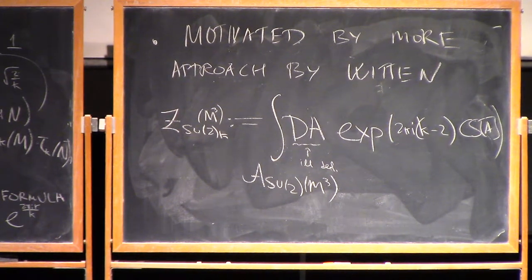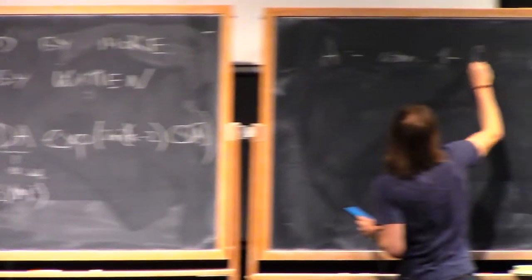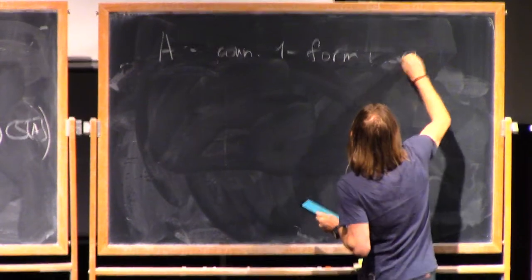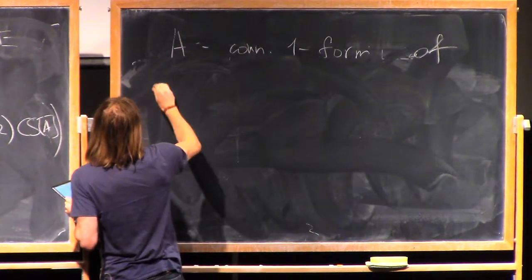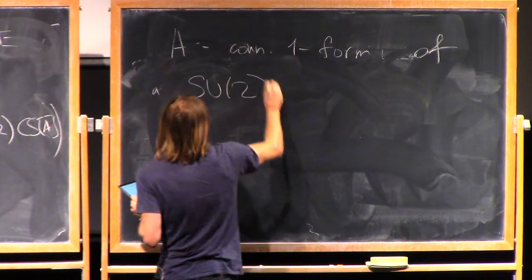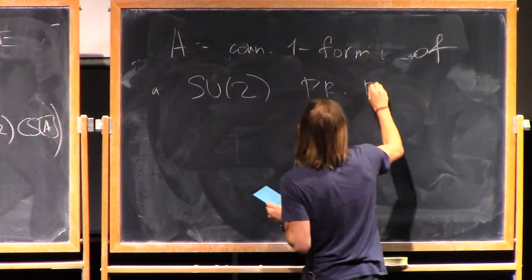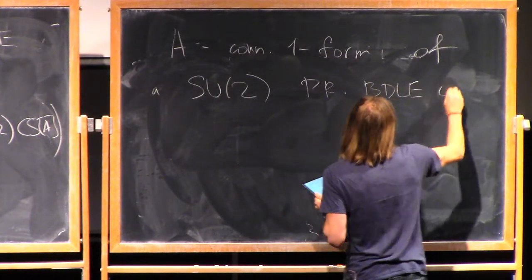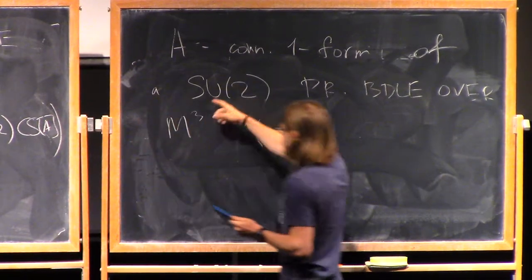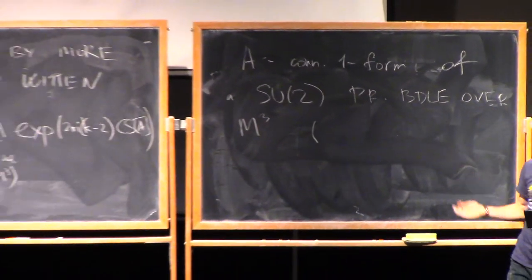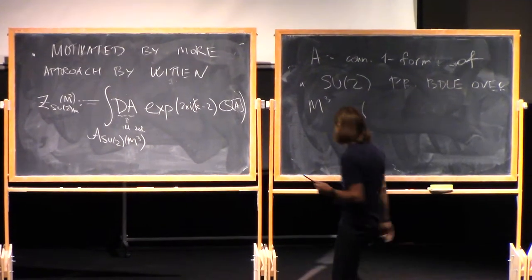A is a connection one-form of an SU(2) principal bundle over M3. Any SU(2) bundle over M3 is trivial.